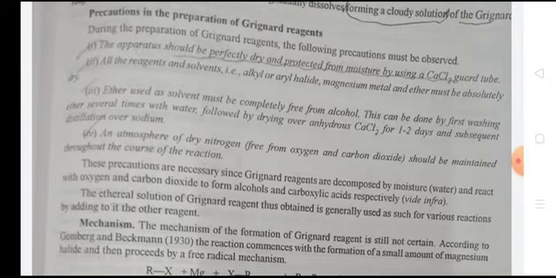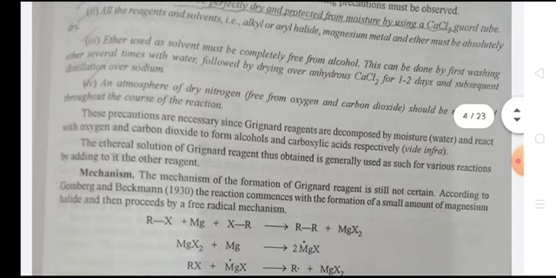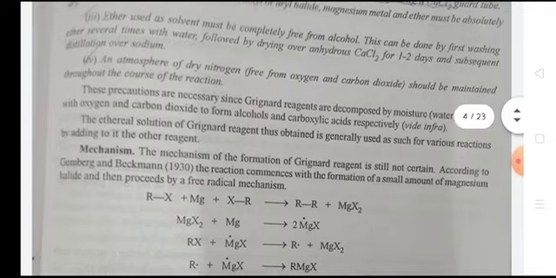During the preparation of Grignard reagents, the following precautions must be observed. First, the apparatus should be perfectly dry and protected from moisture by using a CaCl2 guard tube. Second, all the reagents and solvents, that is alkyl or aryl halide, magnesium metal and ether, must be absolutely dry. Third, ether used as solvent must be completely free from alcohol. This can be done by first washing ether several times with water, followed by drying over anhydrous CaCl2 for 1-2 days and subsequent distillation over sodium.